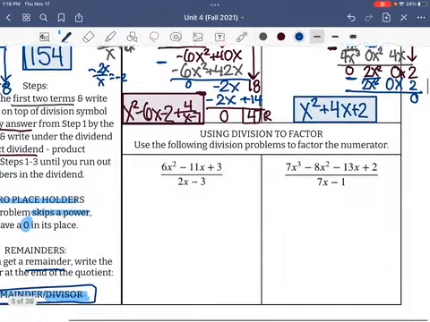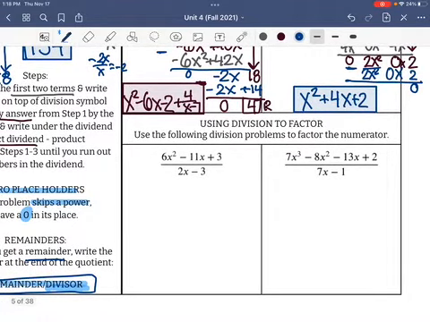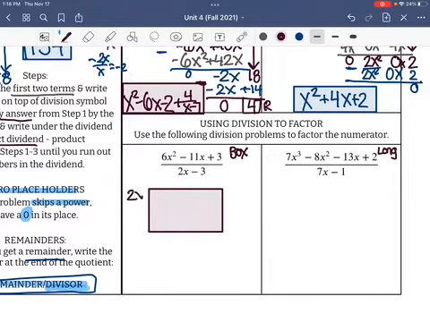The last part down here at the bottom is just explaining that you can use division problems to factor. For example, I'll use the box method on this one, and I'll use long division again on the last one. So on this first one, I'm going to draw my box, and I'm going to put 2x minus 3 on the outside. Okay, and then I start my inside by putting the 6x squared inside.